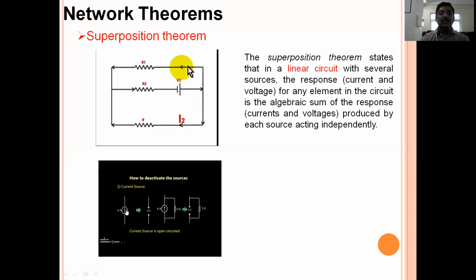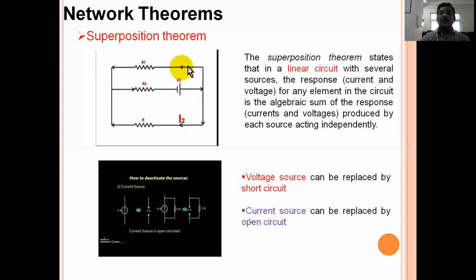So here is a current source. It can be deactivated by replacing this current source with an open circuit. In an open circuit, there will not be any current flow. So the voltage source can be replaced by a short circuit, and the current source can be deactivated by replacing it with an open circuit. And this is the superposition theorem.